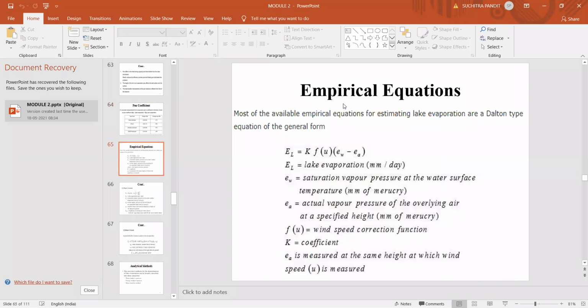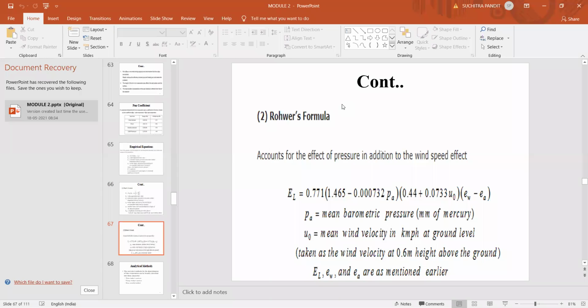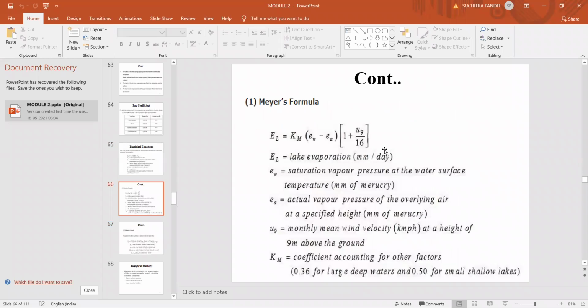Now, these are some of the empirical formulas used to estimate the amount of water lost to the atmosphere through evaporation. In the last class we discussed these empirical equations. The first one is Dalton's evaporation equation, of the form EL = KF U (EW - EA). We also discussed Meyer's formula and Rowe's formula. So in your syllabus you have these three: the Dalton evaporation formula, Meyer's equation and Rowe's equation.